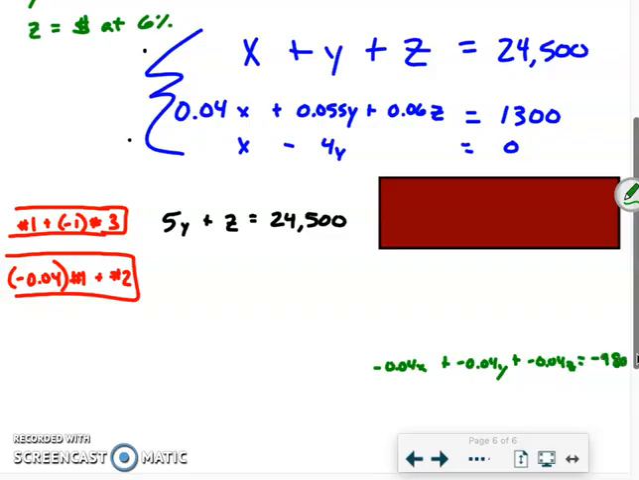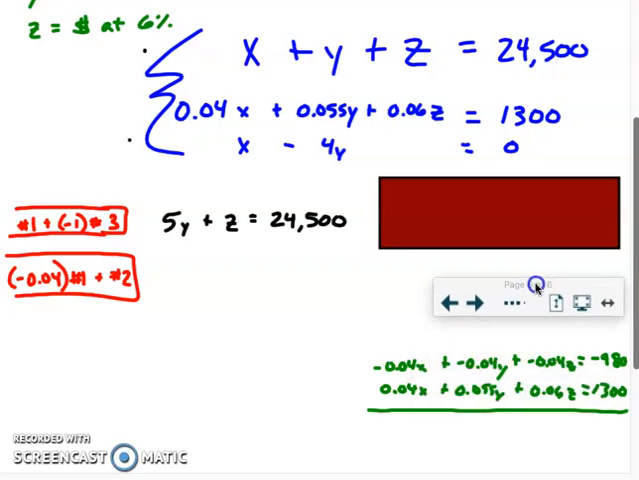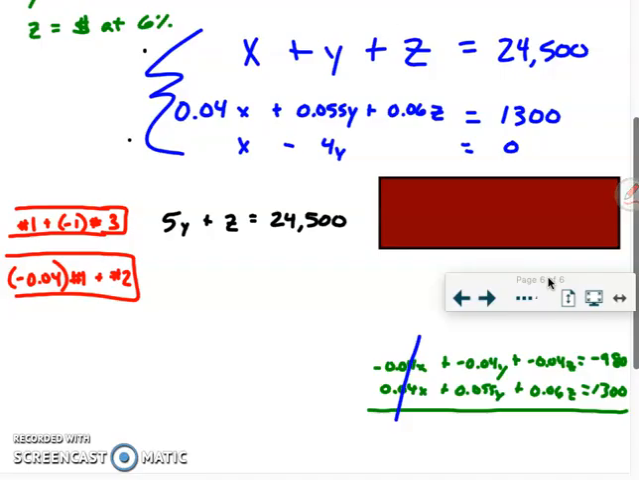All right, then the second equation remains 0.04x plus 0.055y plus 0.06z is equal to 1,300. So these are the two that we're going to combine here. As you can see, the x's are going to cancel. The y's, on the other hand, if we have 0.055y plus a negative 0.04y, that's how we're going to obtain 0.015y right here, so 0.015y.